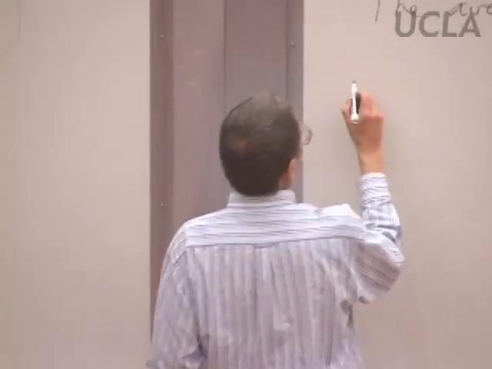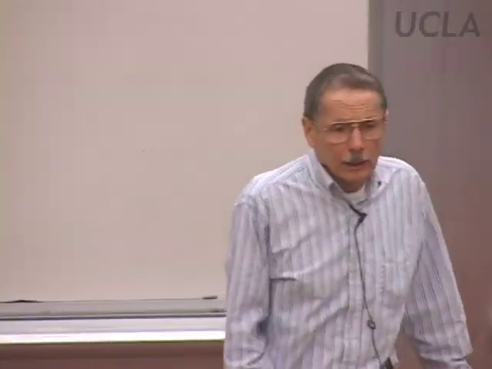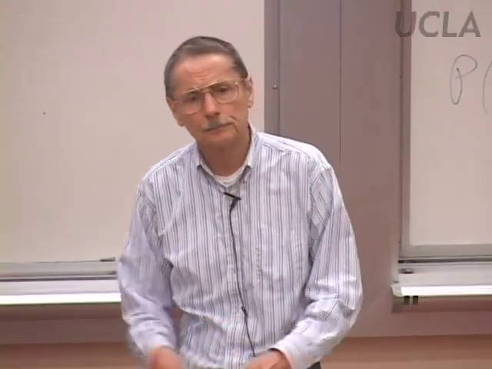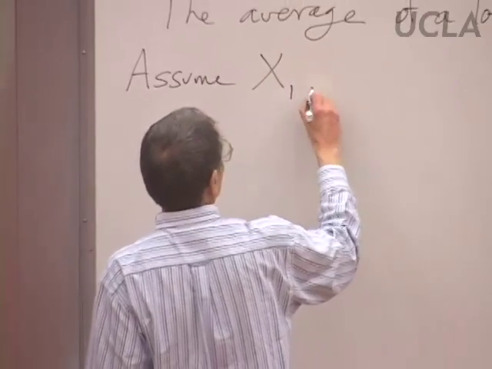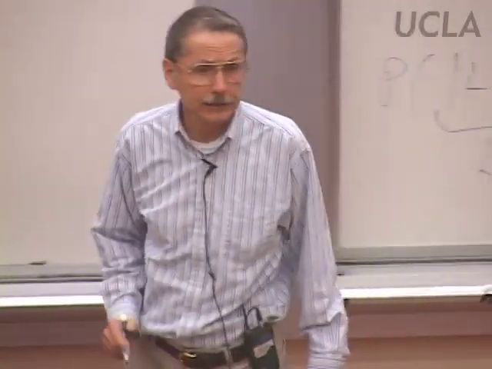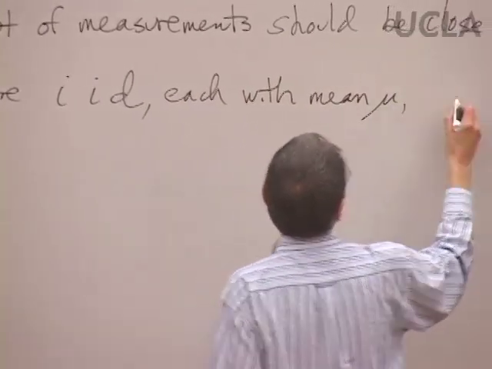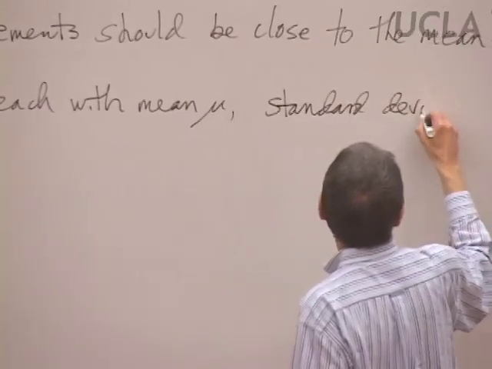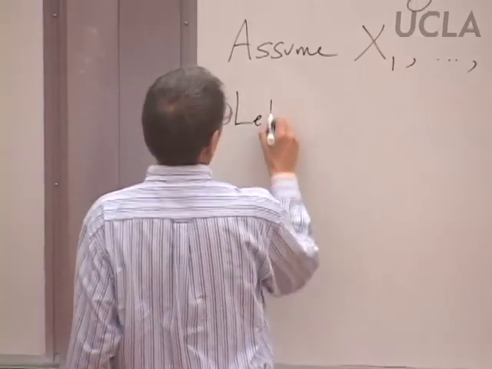What exactly I want is the following. Assume we make a lot of measurements. That is, we take some random sample and measure height or something. We have these independent, identically distributed random variables, a bunch of them, say n of them. So they each have the same mean, the same standard deviation: mean mu, standard deviation sigma. And we average them up. As usual, call the average x bar.